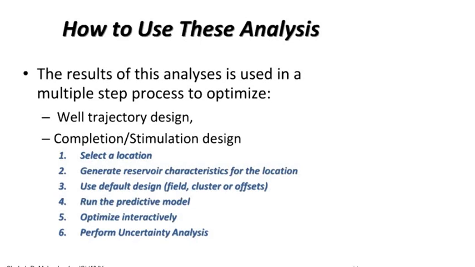First, you select a location, then you generate reservoir characteristics for that location using geostatistics. Knowing that that is uncertain, we're going to come back after we finish. We come back to this in step number 2 and do an uncertainty analysis. Then we use a default design or initial guess and make a design. Then we run the predictive model in order to optimize interactively and finally perform uncertainty analysis.